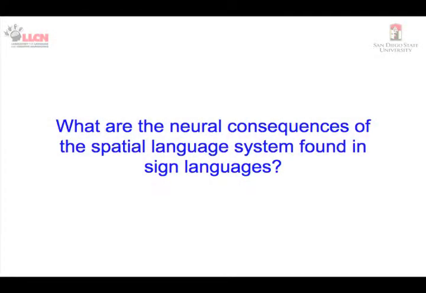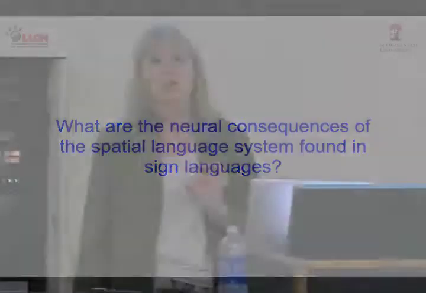So our question now is, what are the neural consequences of the spatial language system that's found in sign languages? And I should mention that I know of no sign language that works like a spoken language with respect to spatial language. That is, no sign language that uses prepositions or locative affixes as the primary way of describing spatial locations, giving somebody directions, telling someone what your new kitchen is going to look like. Ins and ons and unders are not used.